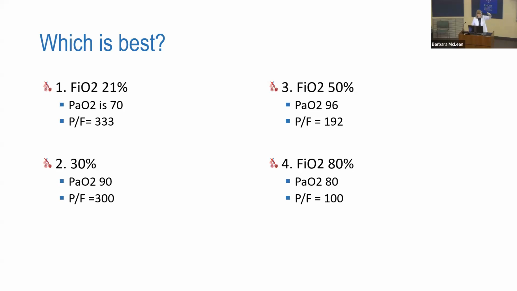When your P to F is less than 200, the probability is your patient's not an oxygen responder. You've got to open up the lung. So when P to F is less than 200, think about lung opening, and lung opening means actually applying PEEP.